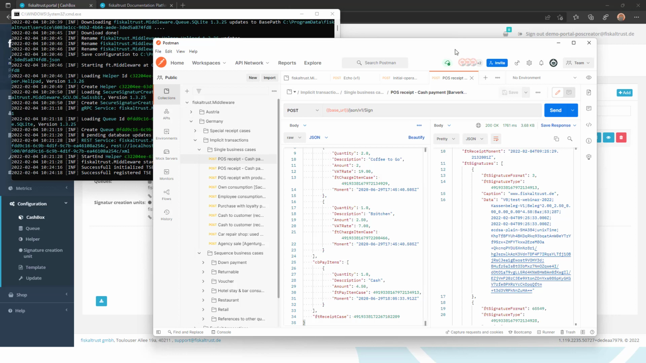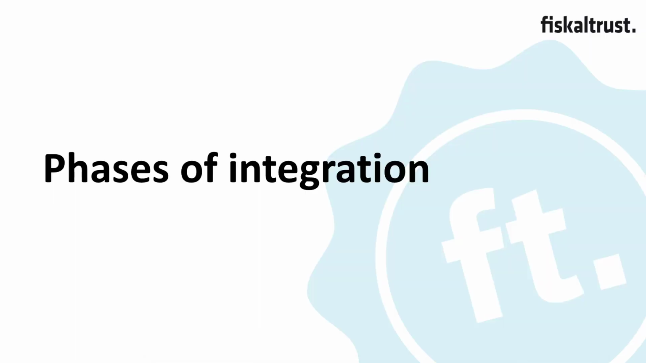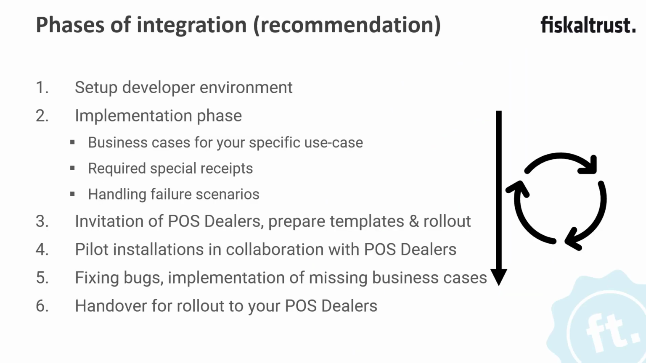And that's it. So we have set up a middleware instance, we have downloaded it onto a local machine, and we have sent some first demo requests in actually under 5 minutes. The next thing we want to talk about are the phases of integration. This mostly covers the touchpoint with fiskaltrust, the touchpoints with other external partners like the POS dealers who are responsible for rolling out the middleware, and we will just have a look at those now.